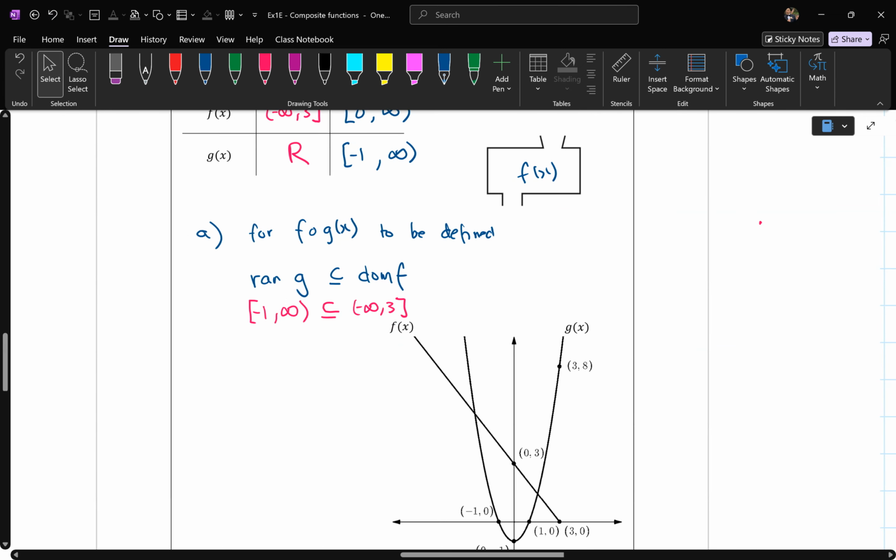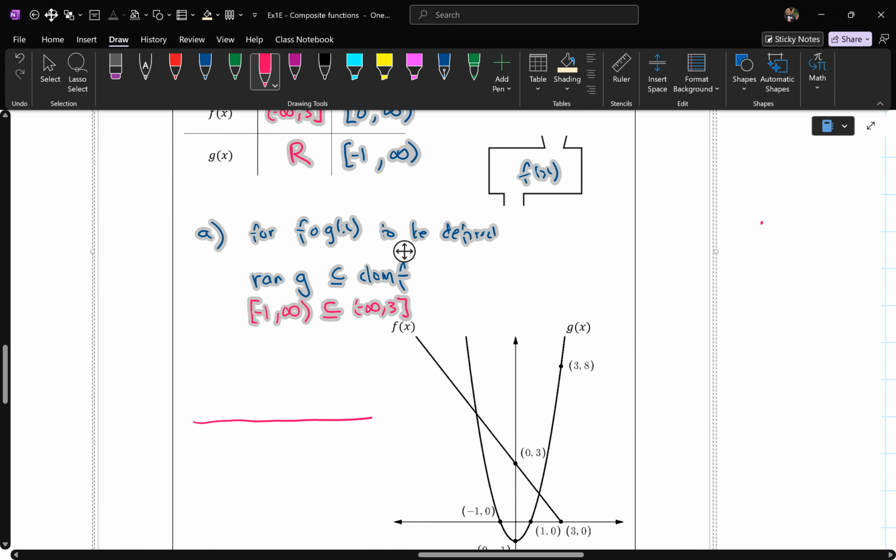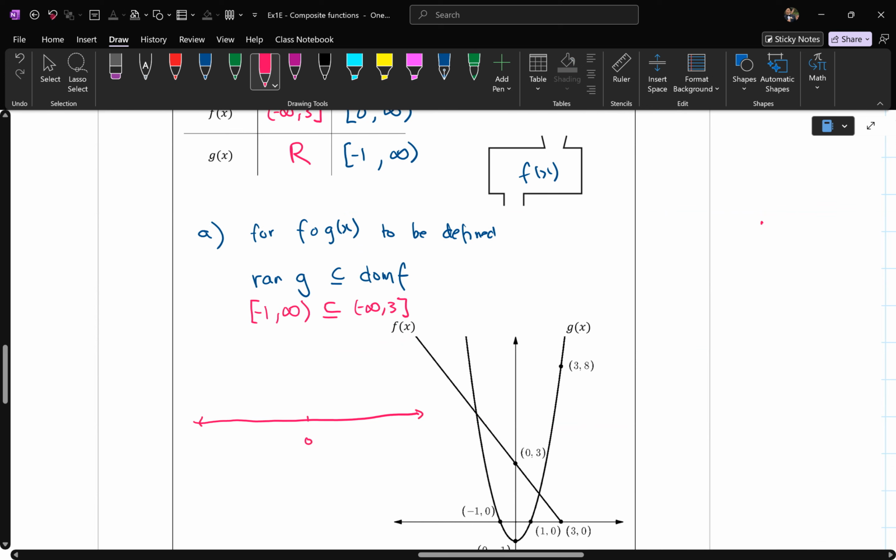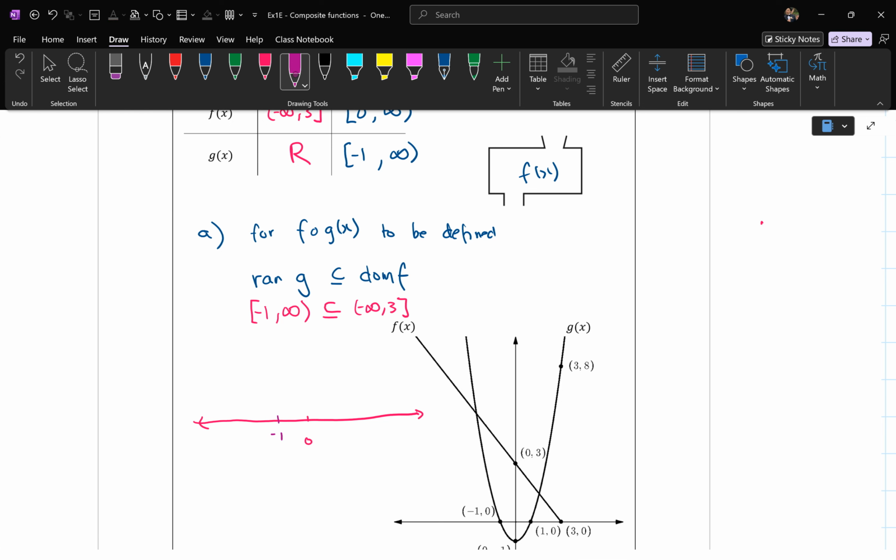For those who can't visualize this, I'm going to draw a quick number line so you can see. 0. Let's go g of x, which is negative 1 to infinity. So negative 1 inclusive to positive infinity. That's my G. That's the range of G. And then f of x, the domain of f of x, which is negative infinity up until 3, inclusive. Now we said range of G needs to fit domain of f. Does this fit? Fits parts of it. Which parts don't fit?